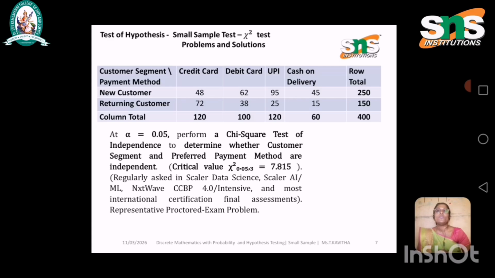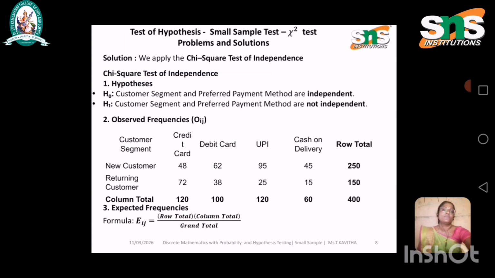Now we find the goodness of fit. First we have to state the null hypothesis. The null hypothesis H0 is that customer segment and preferred payment method are independent. Then the alternative hypothesis H1 is that customer segment and preferred payment method are not independent.